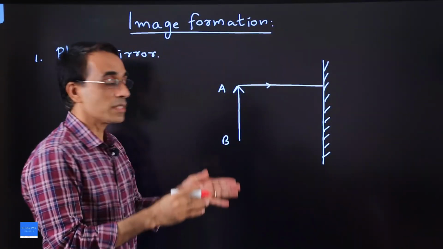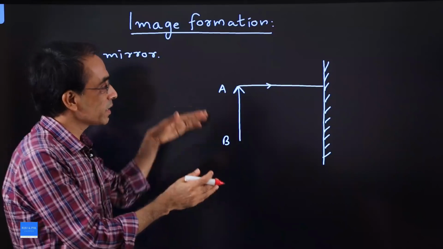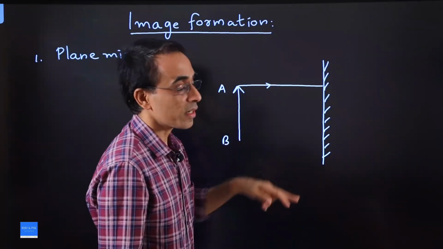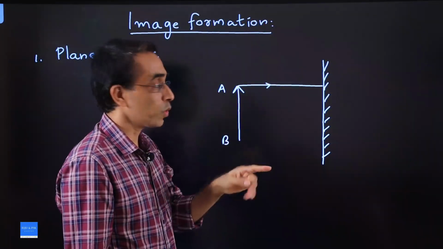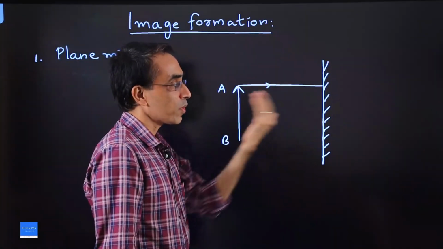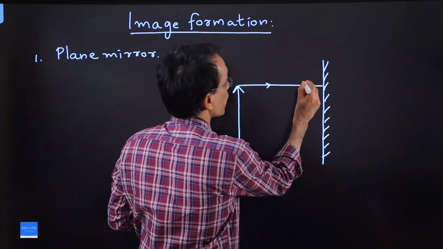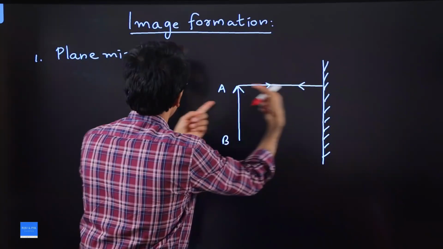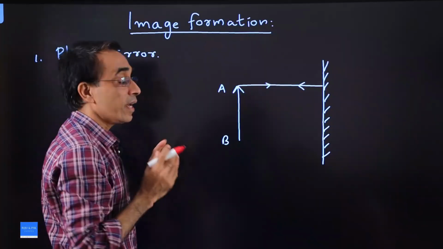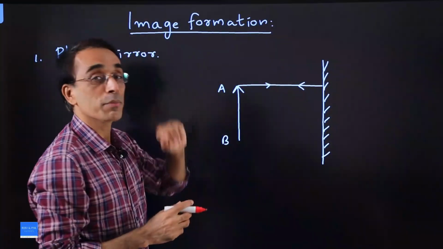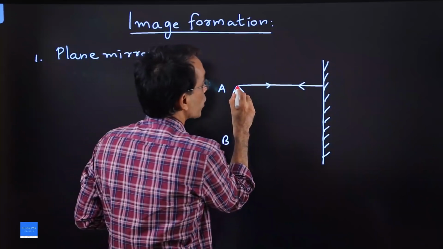Right. Now this is known as normal incidence. This is parallel to the normal here. Angle of incidence is 0. This light ray will simply bounce backward. It will reverse its path. So the ray going to the right side will return to the left side, and this will go like this. Fine.